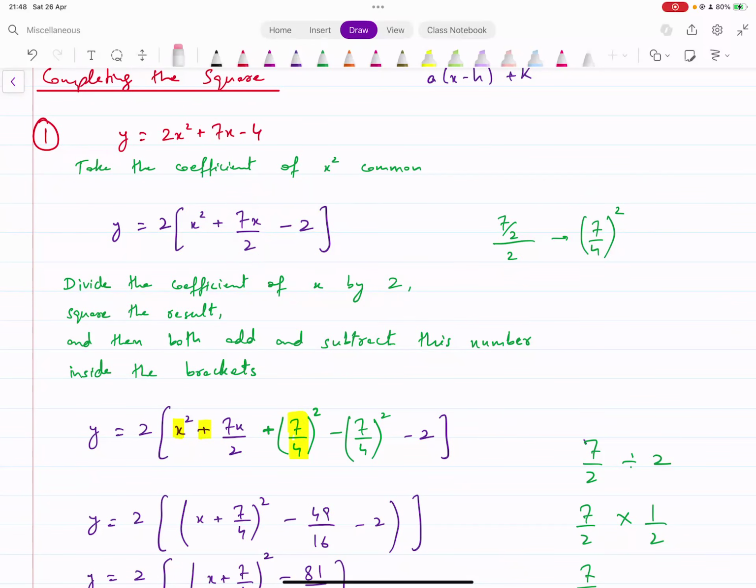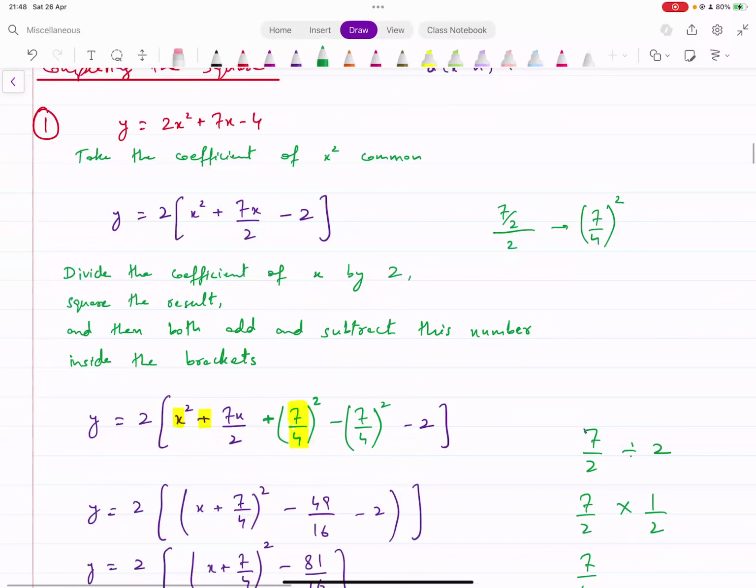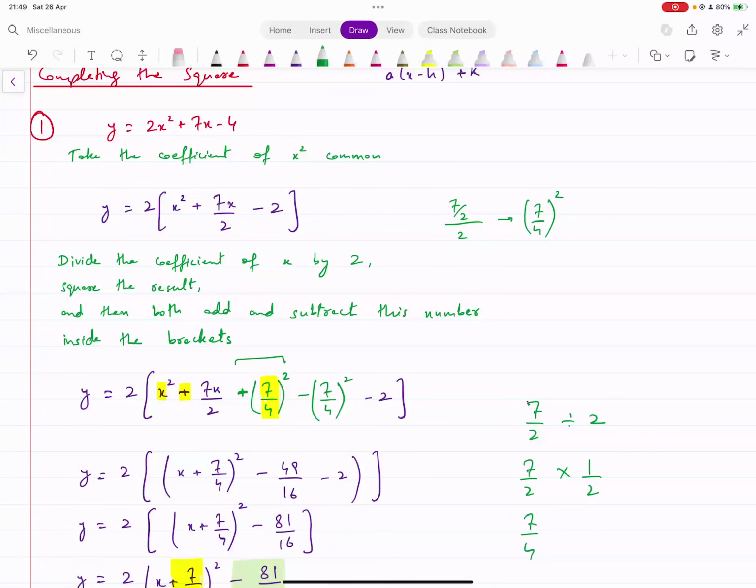Now you will square that number, and both add that inside the bracket and also subtract that inside the bracket. So this is a fraction that makes it a bit more complicated. If it was a whole number, it would be squared inside the bracket, and that will give you the perfect square. But a lot of times you get fractions like this as well. You should know how to do that.